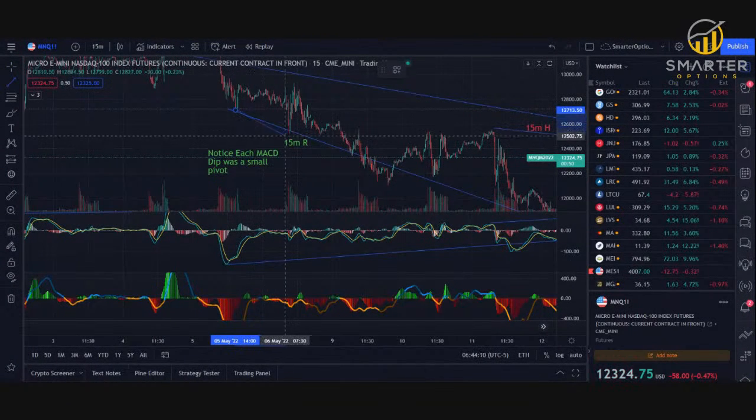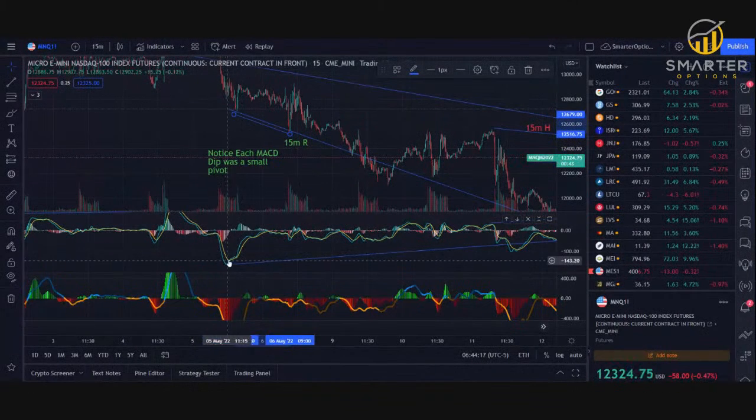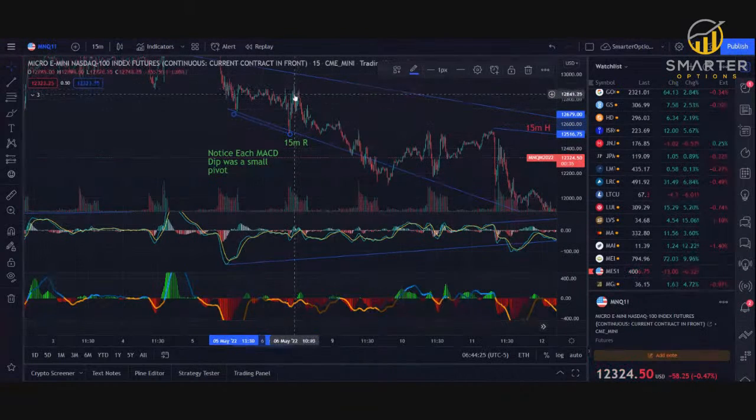Let's look at from here to here. Sure, I'll move that down just a little bit. Okay, so let's look from right there to right there. Okay, that was to a higher low. We had lower lows, and sure enough, we got a bounce. It was a pivot. Okay, but we got rejected at resistance.